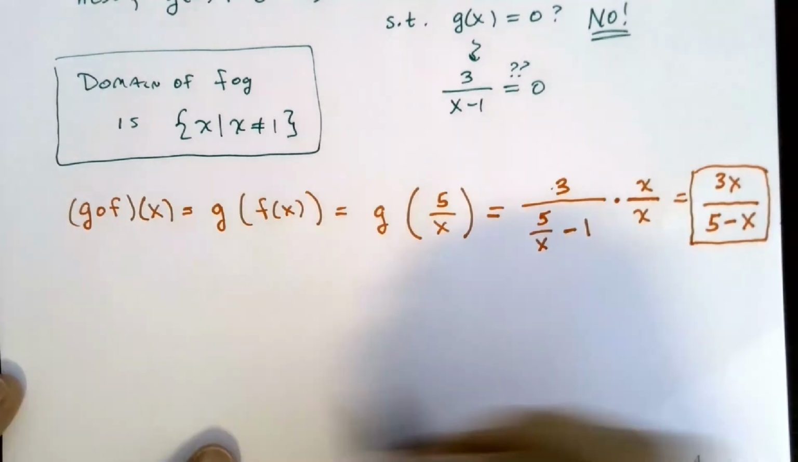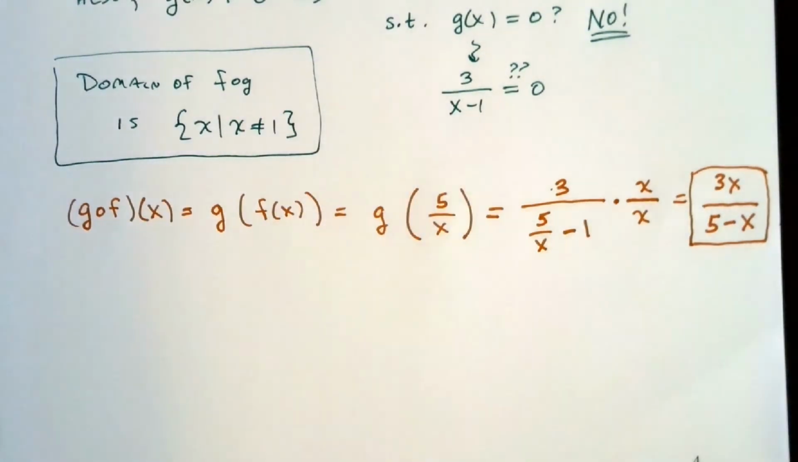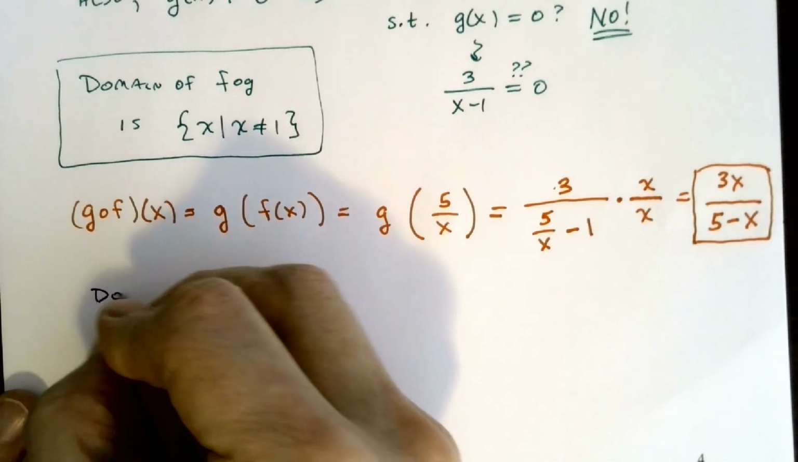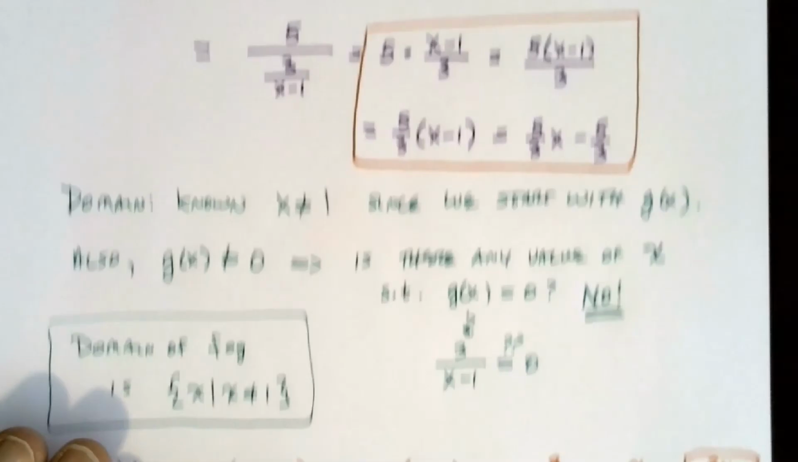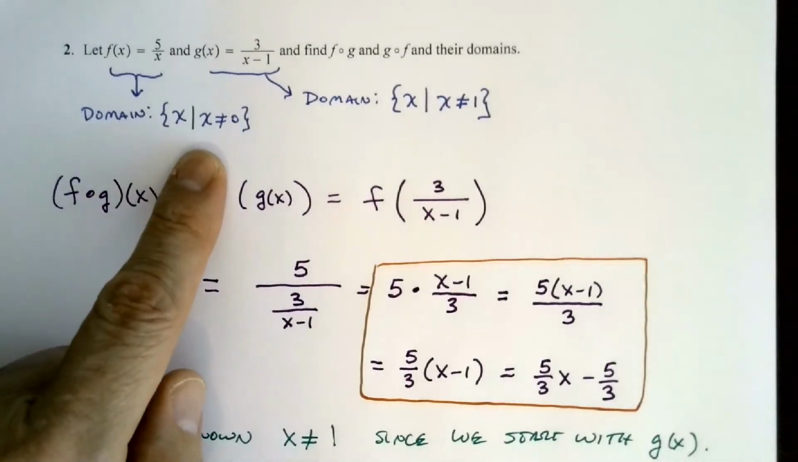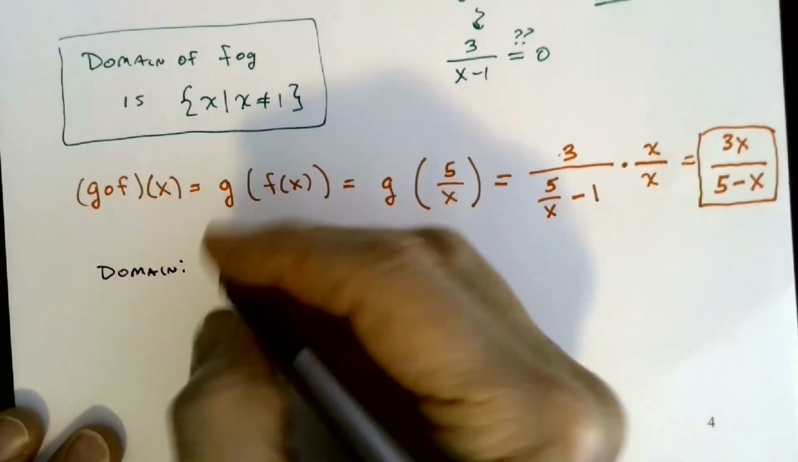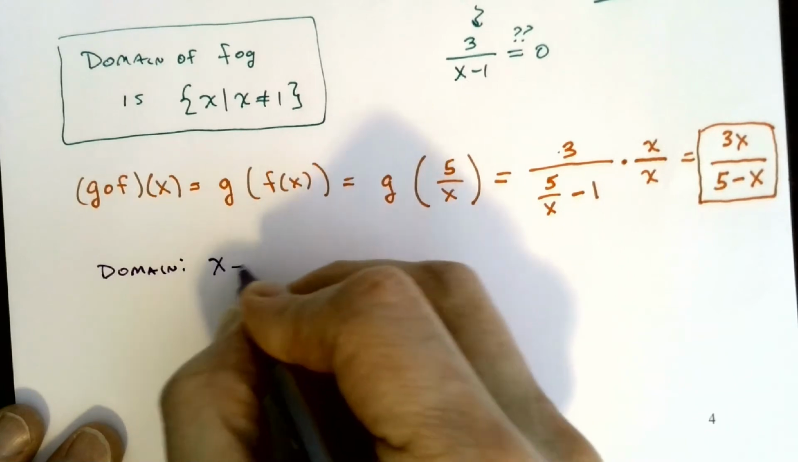And so what's our domain now? So the domain, we start with the function f. What was the domain of the function f? What could we not plug into the function f? Remember, all real numbers except for 0, right? So we have to exclude 0, so x cannot be equal to 0.